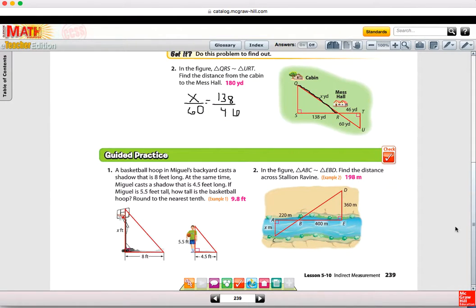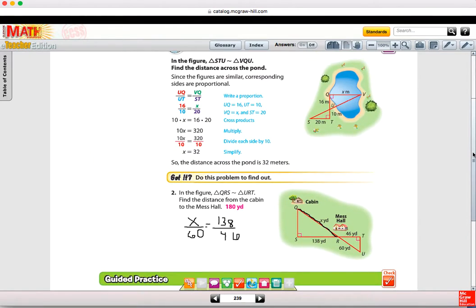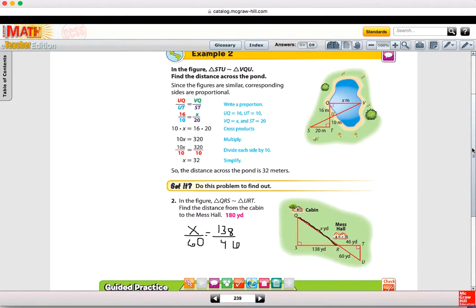Going to the next page, I have an example in the middle of page 239. Again, it's telling me that triangle QRS is similar to URT. So I'm going to use the lengths given to write a proportion. I use the hypotenuse of the triangle, X, over the hypotenuse of the other triangle, 60, equals one of the legs, 138 over 46. And again, this could be written a variety of ways.